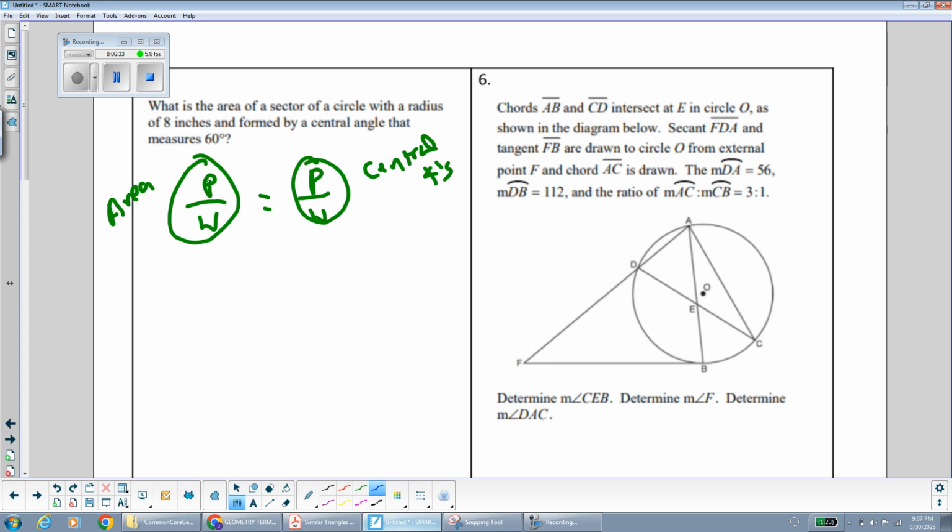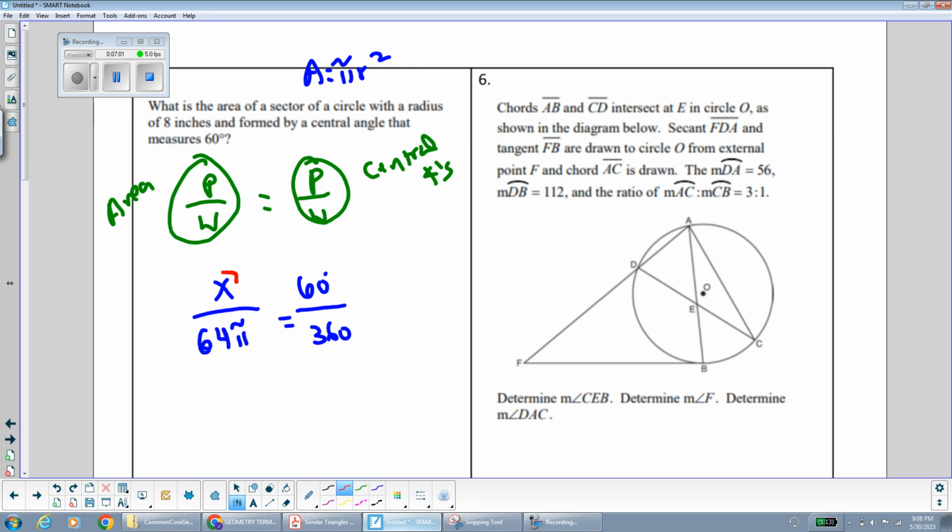So the area of the sector is going to be our part. The whole is the area of the whole circle, and the area of the whole circle is pi r squared. So that would be 64 pi. The central angle of the part of the sector is 60 degrees, and all of the central angles of any whole circle make 360.